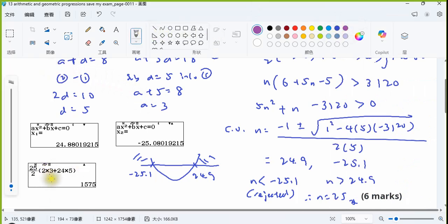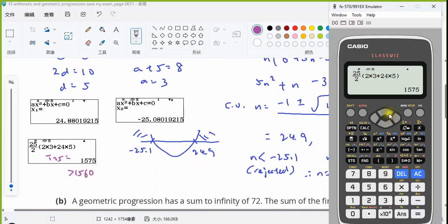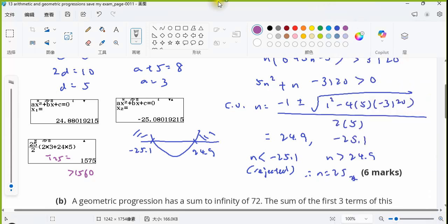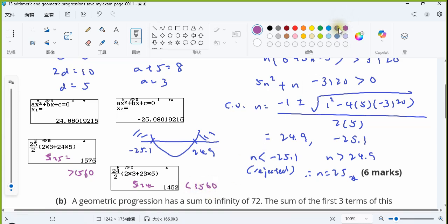1575. This is S25 greater than 1560. But if we have 24 here, and then 24 minus 1, then it's 23. So this is 1452. So this is S24. Is this less than 1560? Okay.